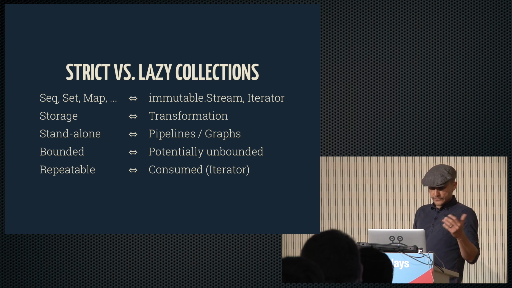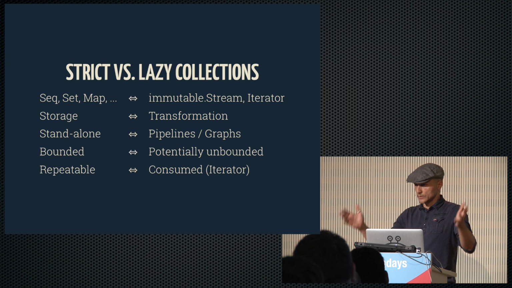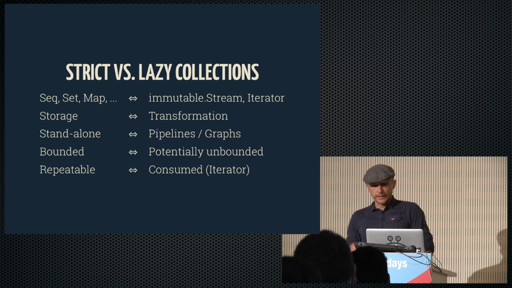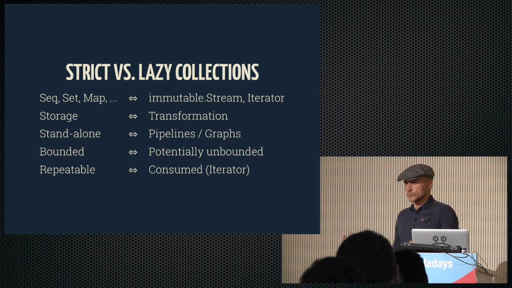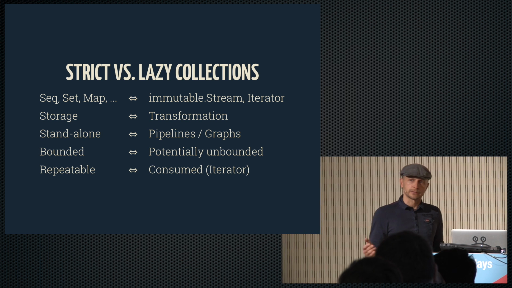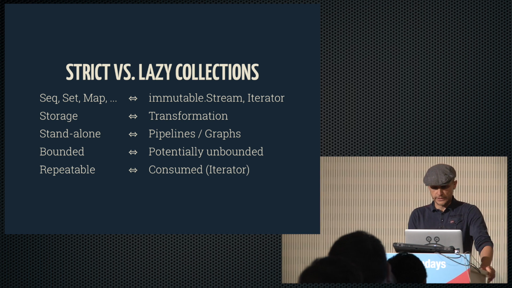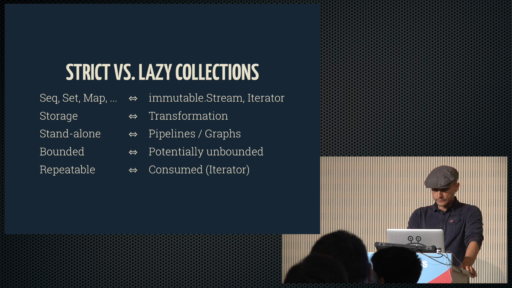Because they're storage-based, the strict ones are repeatable automatically. If they're immutable, I can just look at them as often as I want. And for the lazy ones, there's immutable stream, which is repeatable, because it's immutable, but iterator is consumed. When you use it, it's spent, and you need to recreate it in order to be able to go through it again. Okay, so there are important distinctions between the two.